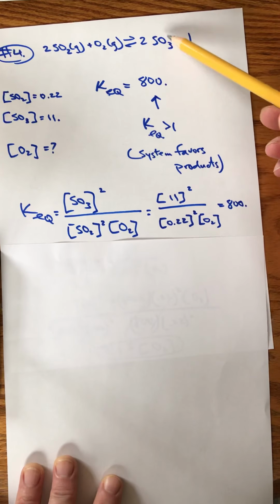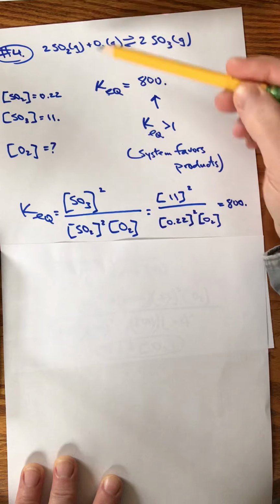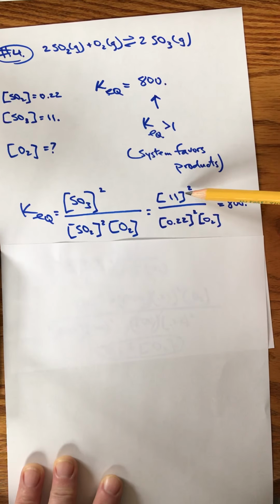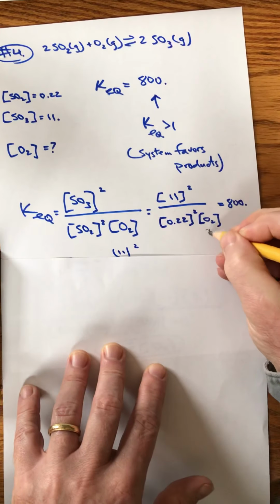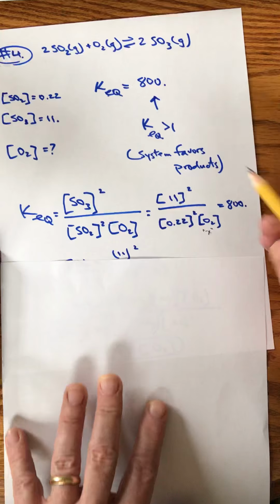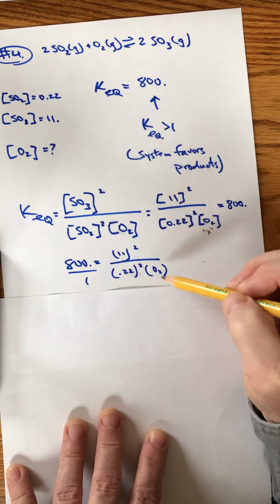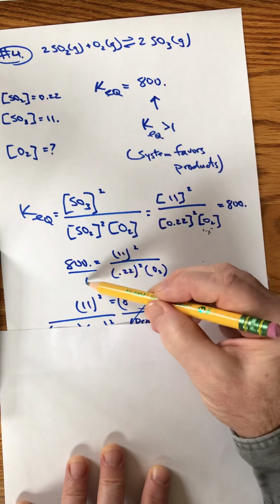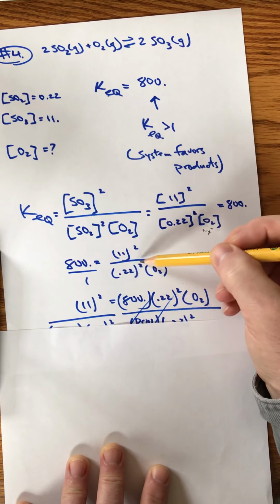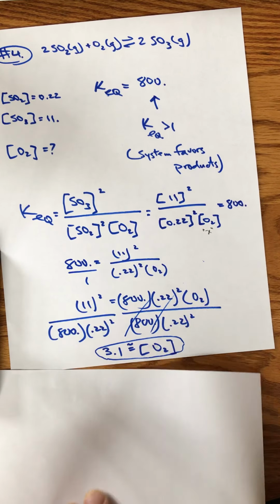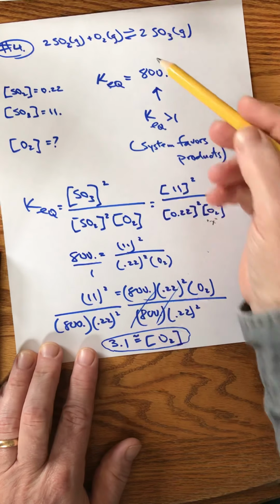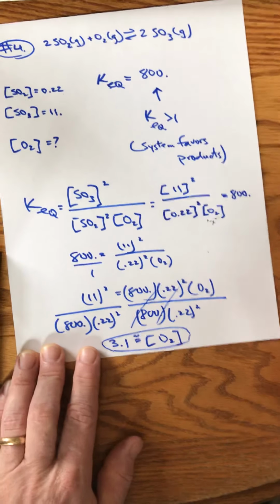So, okay. It's SO3 squared over SO2 squared times O2. They gave you SO3 at 11. They gave you SO2 at 0.22. Those are both squared. My unknown here, O2, this is the equivalent of my X in the equation, if you will. And that equals 800. So I'm going to set that up as 800 over 1 and cross multiply. So 11 squared times 1 is just 11 squared. 800 times 0.22 squared times O2, and divide out, plug and chug, O2 turns out to be approximately 3.1 down to 2 sig figs. They gave me 3 sig figs here, but this is 2, this is 2. We're going with 2 sig figs.